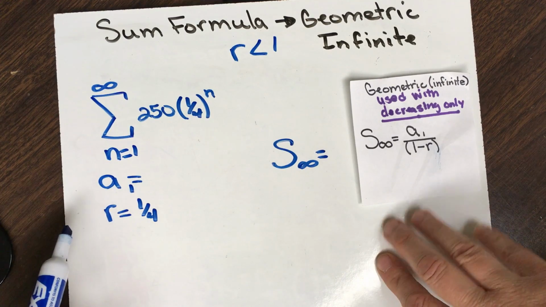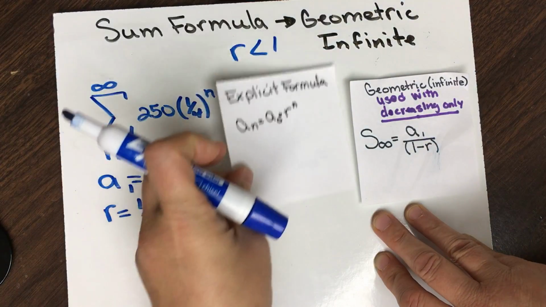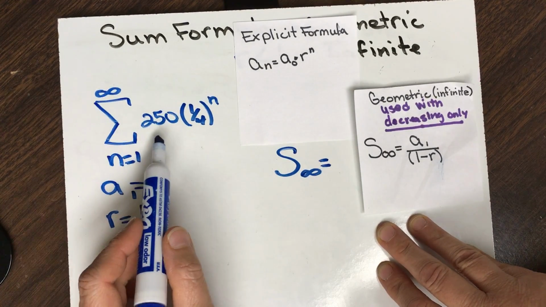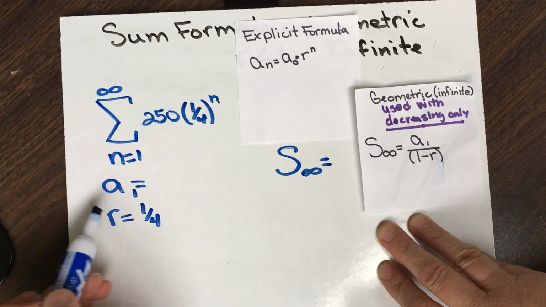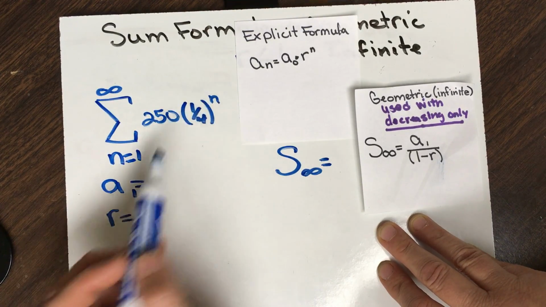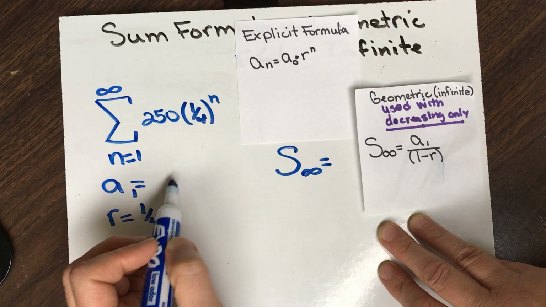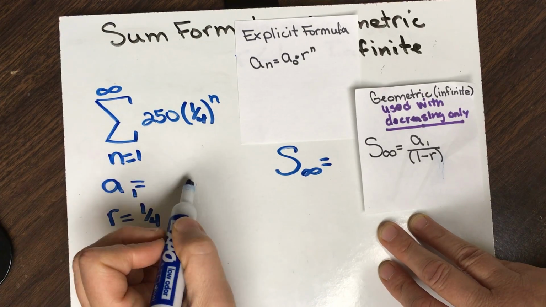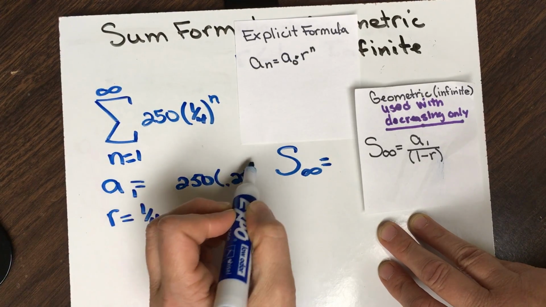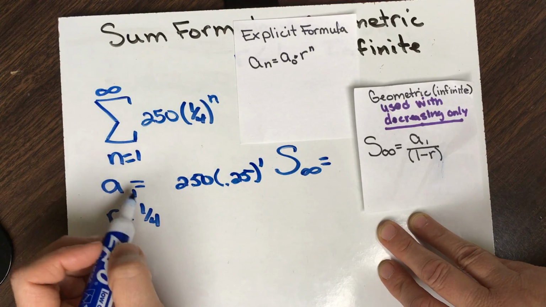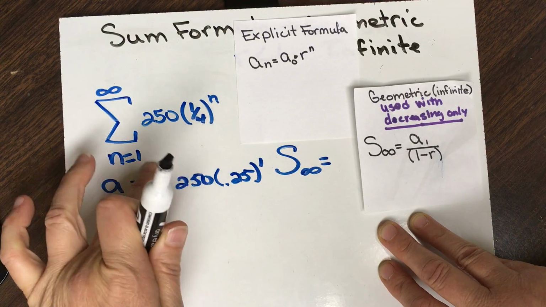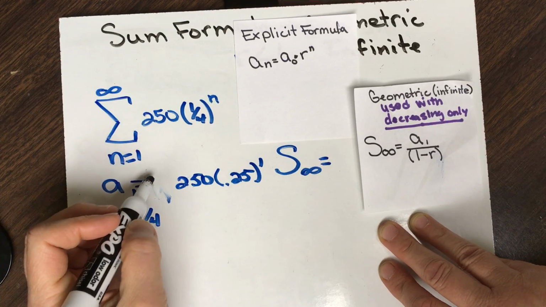So we have an explicit formula, a little cheater here, so we can pull some of our information out of this. So a sub 1, I'm going to put in 1 for that. That would look like 250 times 0.25 to the 1 minus 1. I've already calculated that out, let me rewrite that in a different color so you can see it. That would be 62.5.